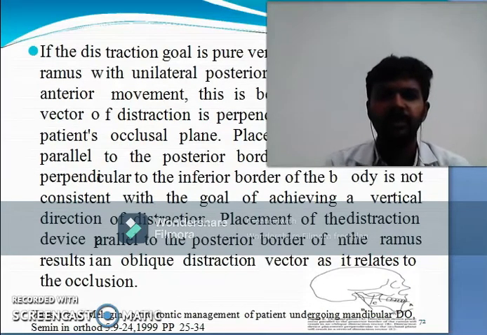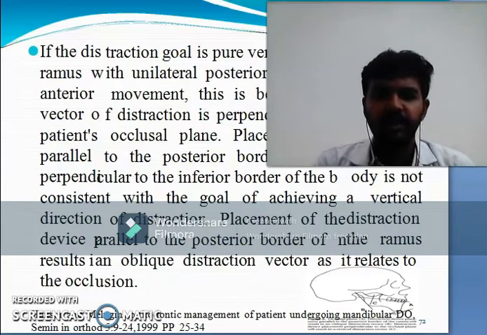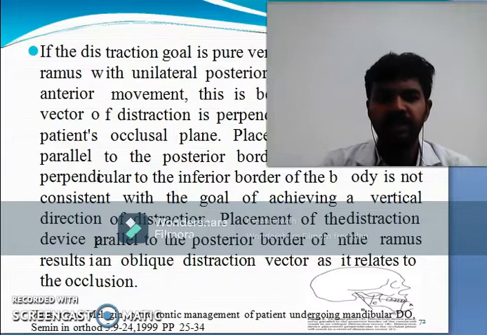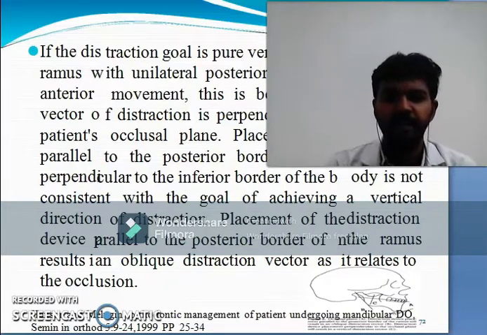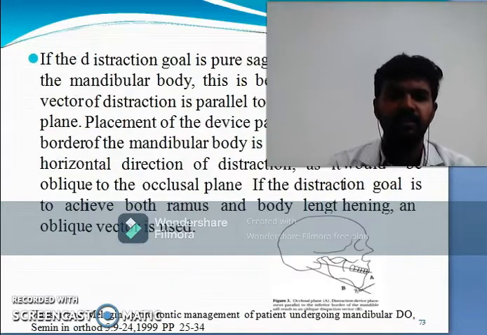If the distraction goal is pure vertical elongation of the ramus with unilateral posterior bite opening and no anterior movement, this is best realized when the vector of distraction is perpendicular or acute to the patient's occlusal plane. Placement of the device parallel to the posterior border of the ramus or perpendicular to the inferior border of the body is not consistent with the goal of achieving a vertical direction of distraction. Placement of a distraction device parallel to the posterior border of the ramus results in an oblique distraction vector as it relates to the occlusion.